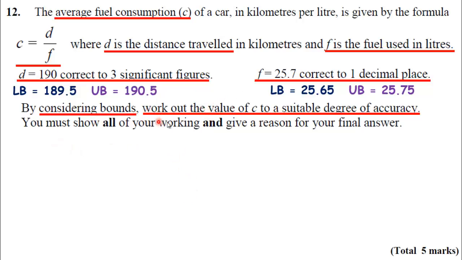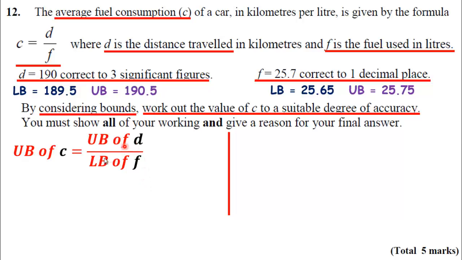Okay, now it says by considering bounds, work out C to a suitable degree of accuracy. And you should know whenever you see this statement of suitable degree of accuracy, you need to work out both the upper bound and the lower bound. So I'm going to split my page in two, and on one side I'm going to work out my upper bound. Thinking about the upper bound, it's a division, right? So you should be able to remember what you do in a division to work out the upper bound of C here. I need to use the biggest value of D with the smallest value of F. D's upper bound, right? So the upper bound of D divided by the lower bound of F.